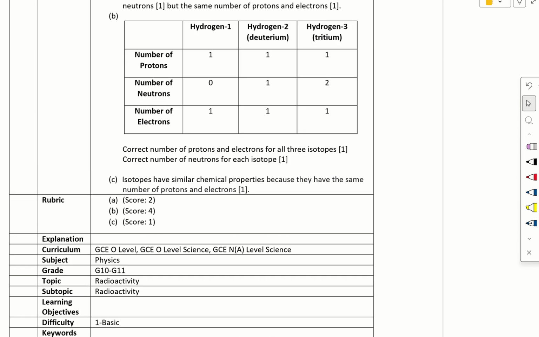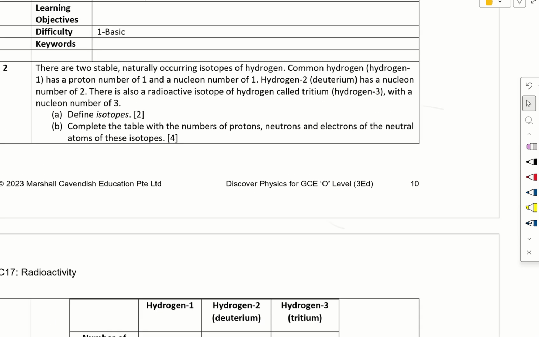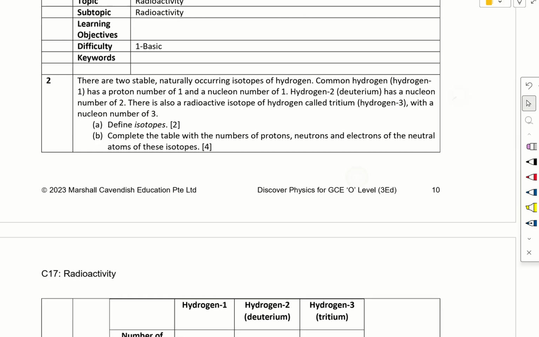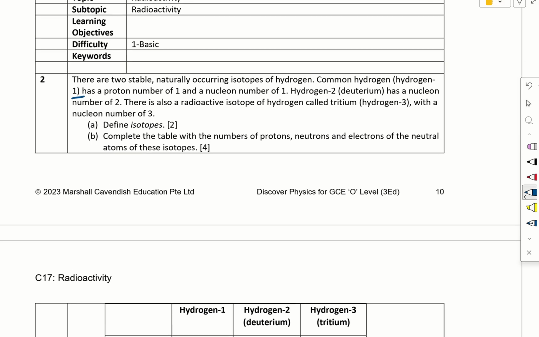Now, question 2. There are 2 stable naturally occurring isotopes of hydrogen. One is the common hydrogen-1, which has a proton number of 1 and nucleon number of 1. Hydrogen-2, deuterium, has a nucleon number of 2. There's also a radioactive isotope of hydrogen called tritium, hydrogen-3, with a nucleon number of 3.